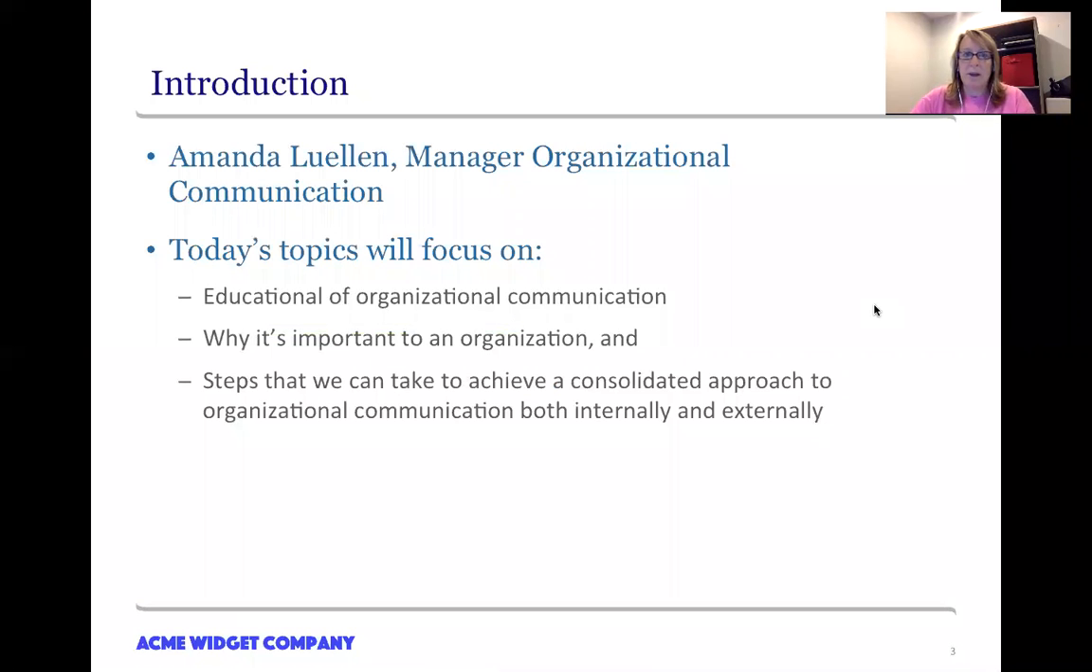My name is Amanda Luellen, and I am the new manager of organizational communication for Acme Widget. Today's topics are really going to focus on three things: education to you on what organizational communication is, why it's important to an organization, and then steps that we can take to achieve a consolidated approach to organizational communication at Acme, both internally and externally.